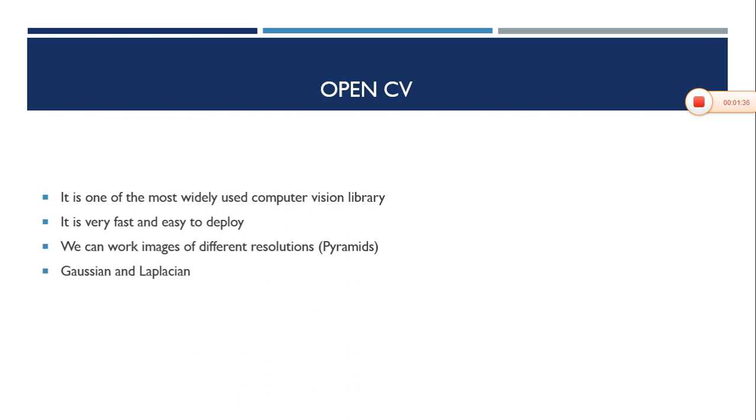Using this, we can perform an image blending operation where we can combine two images of different resolutions with the same shape. For example, we can combine half of an apple and half of an orange using image blending by OpenCV.